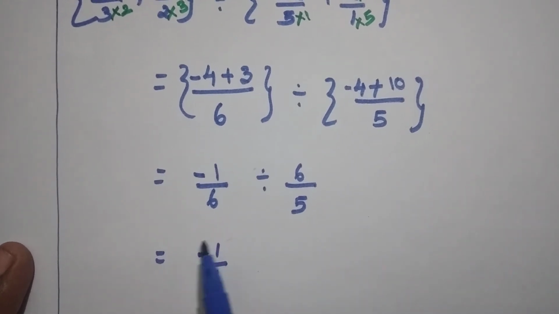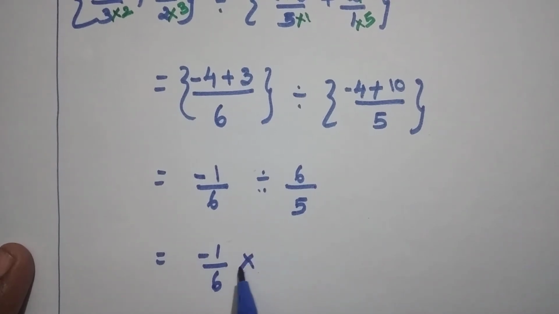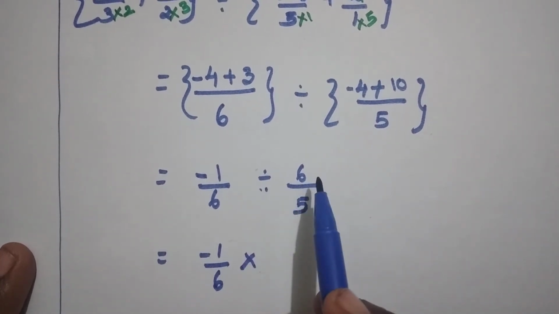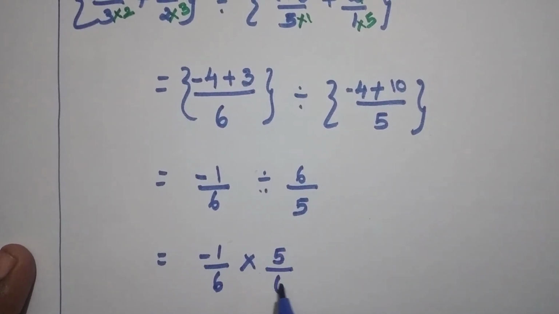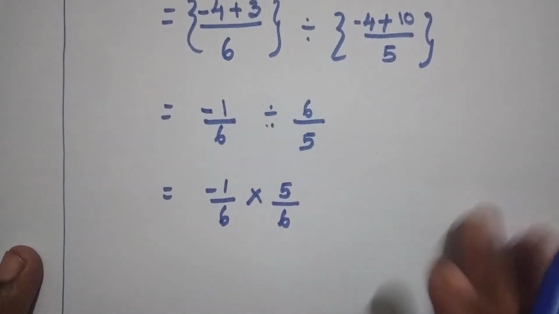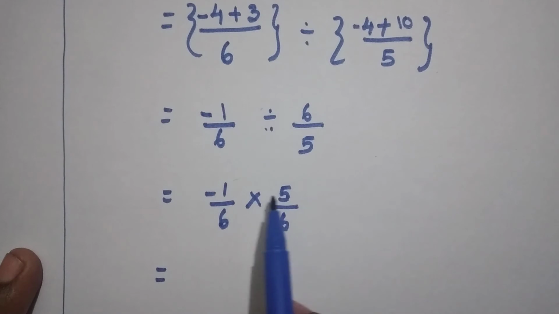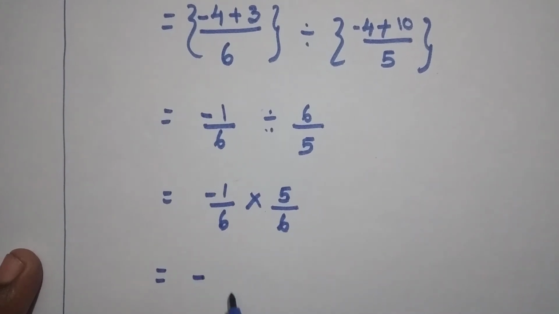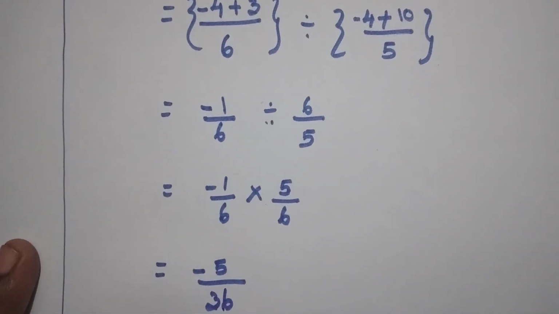Write the first rational number as such. Change the division symbol into multiplication and write the reciprocal of the second rational number, that is 5 by 6. These two are in different signs. So assign negative sign to the answer. 1 5 is 5 divided by 6 6s are 36.